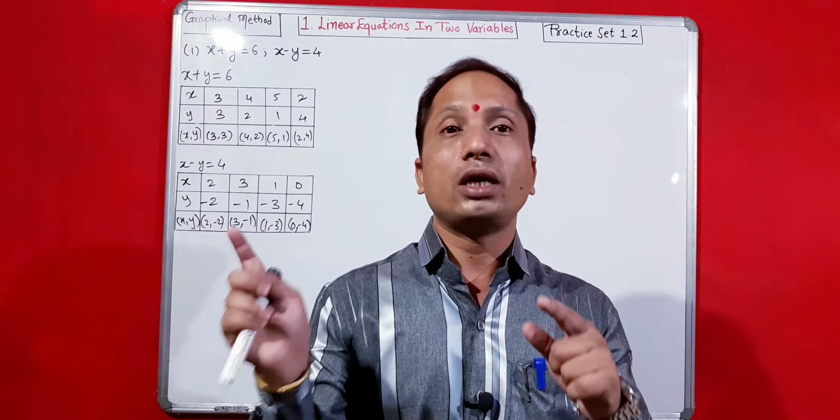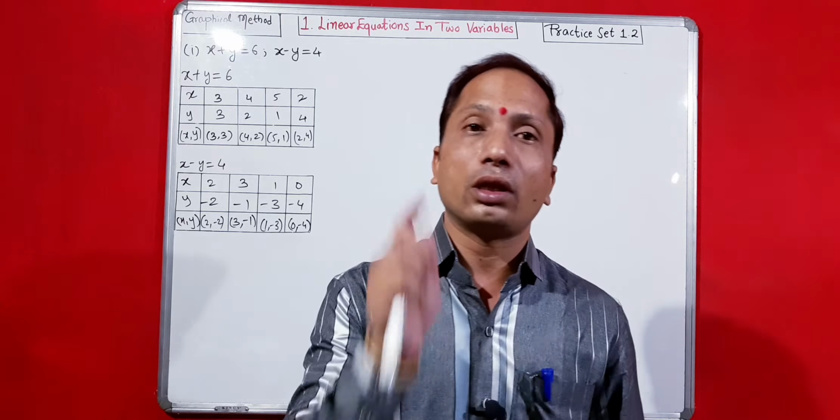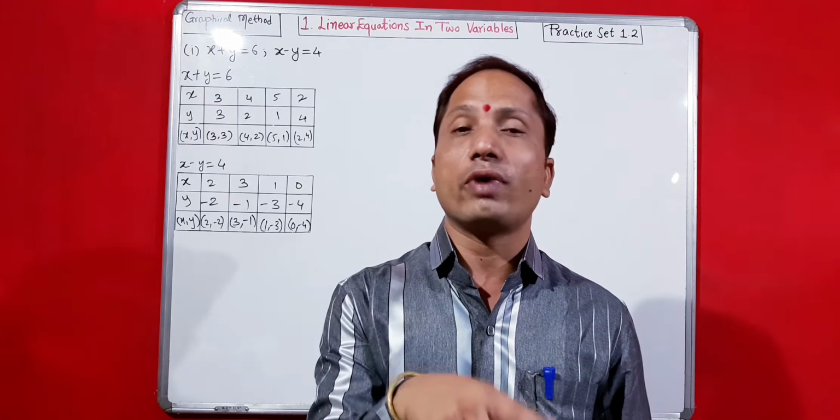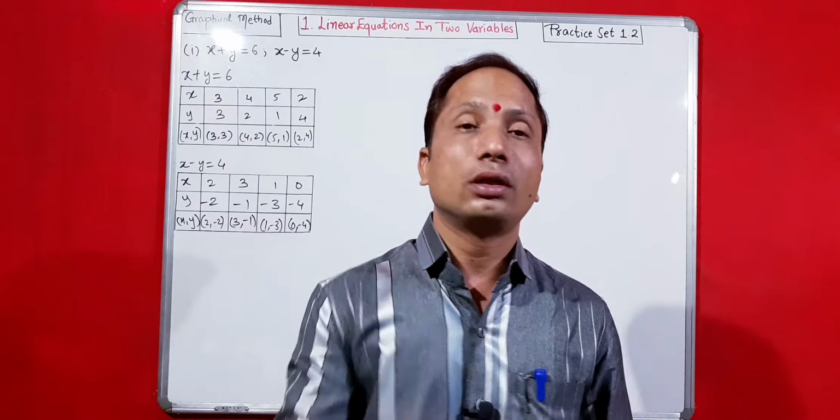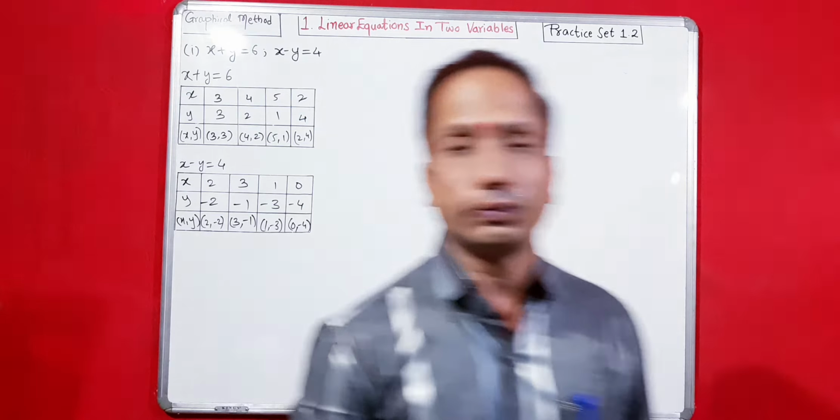And the two lines will intersect at a particular point. That point indicates two values, the x coordinate and the y coordinate. That will be the solution of the given equations.